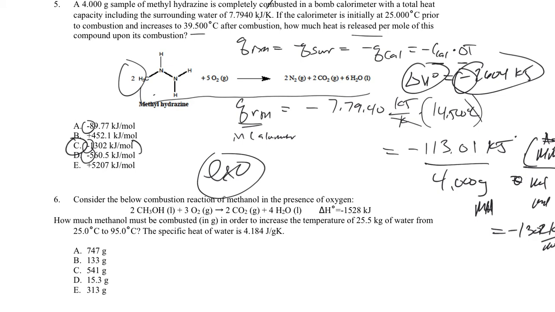Okay, so we're trying to raise the temperature of water using the heat given off by this reaction. So we want to raise 25.5 kilograms of water from 25 to 95 degrees C. Specific heat of water is given here. So the heat that water has to absorb in order to undergo this change would be the m c delta T for water. So 25,500 grams of water times 4.184 times 95 minus 25, that's 70 degrees, and then divide by 1,000 joules per kilojoule, gives 7468 kilojoules.